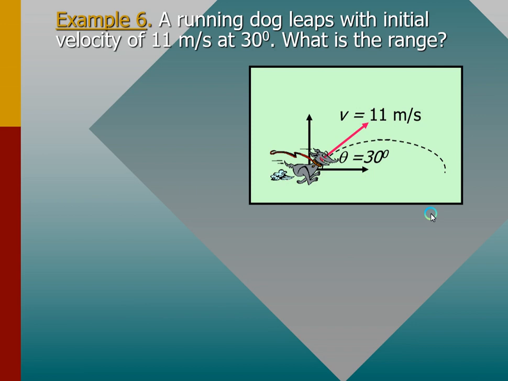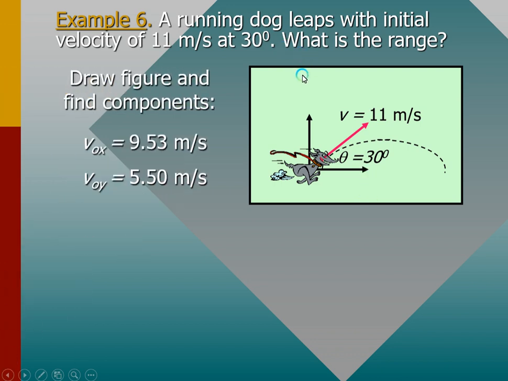Then, for the last example here, a running dog leaps with an initial velocity of 11 meters per second at 30 degrees. What is the range? So what is being asked is how far the dog will land when it leaps. Given the initial velocity of 11 meters per second and the theta, we need to decompose it into horizontal and vertical components. We will come up with the initial components of the velocity, which are 9.53 meters per second and 5.50 meters per second.